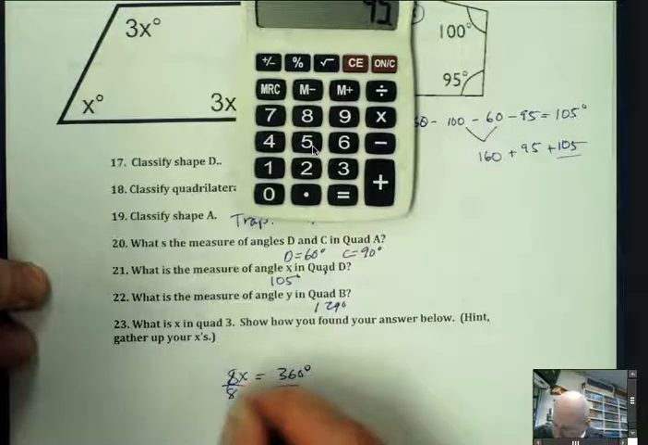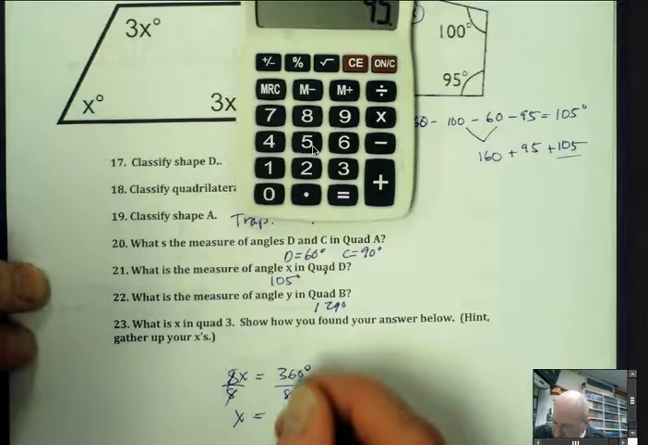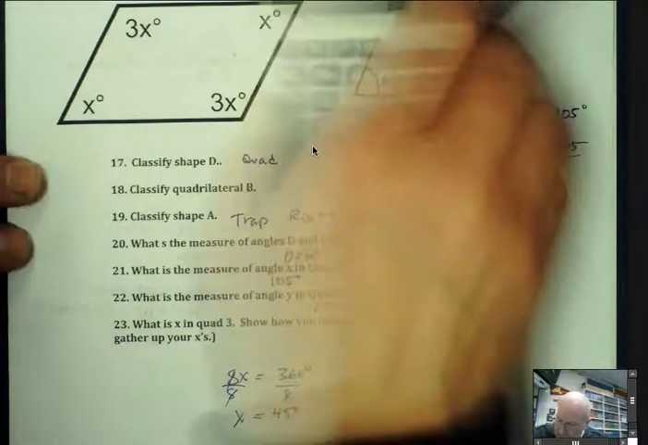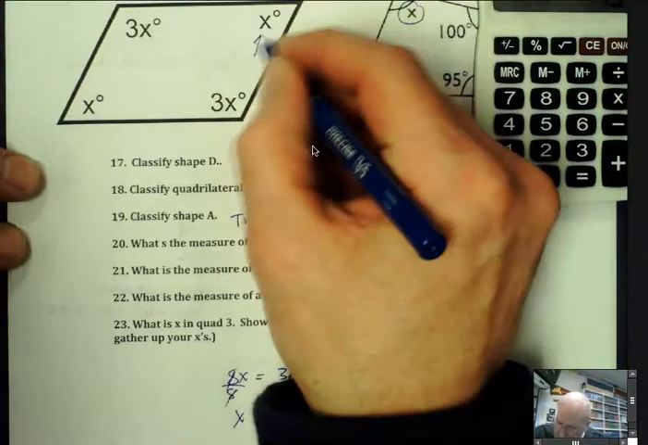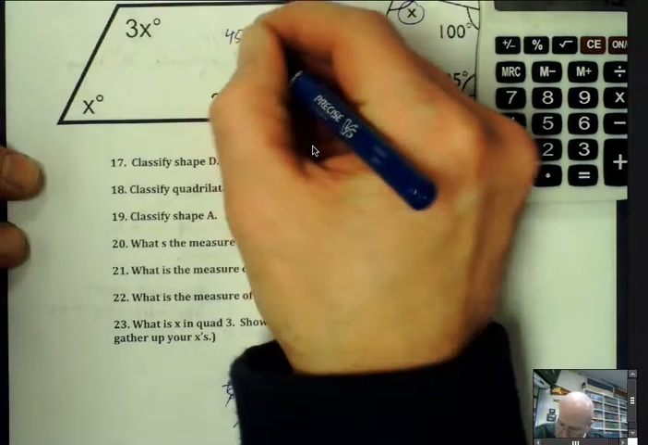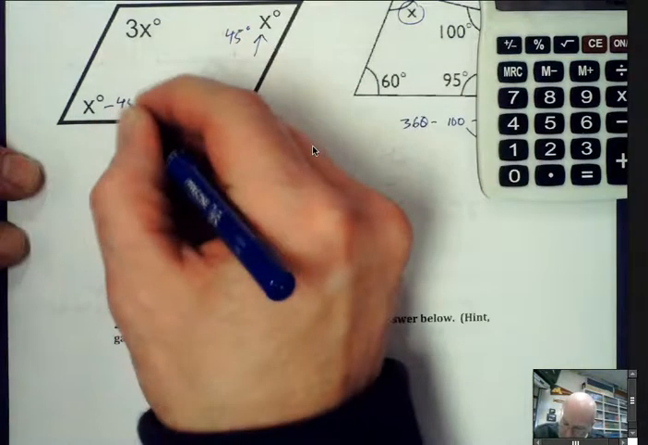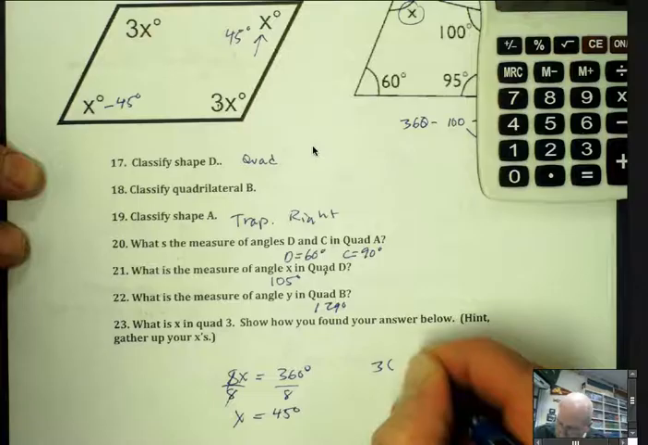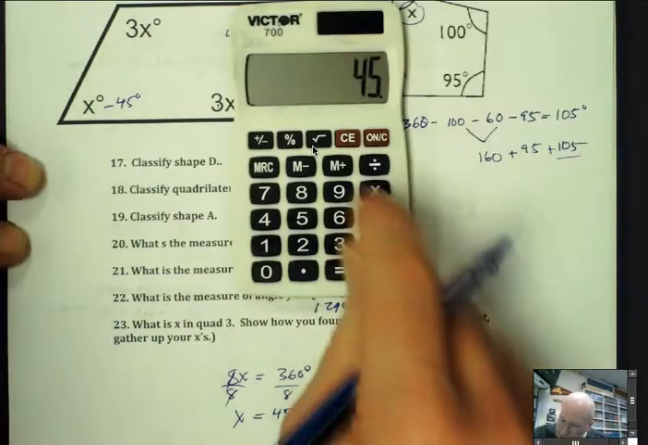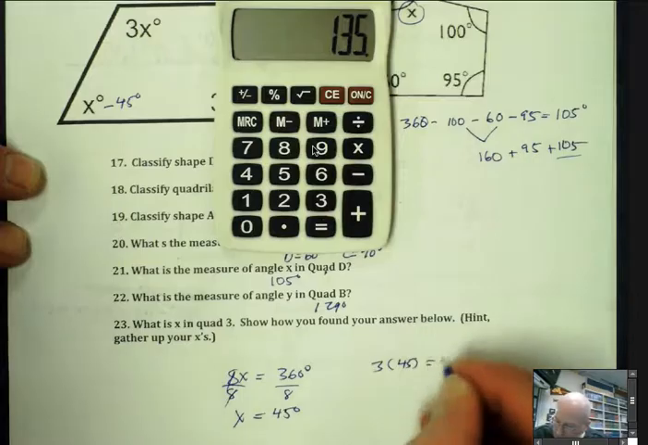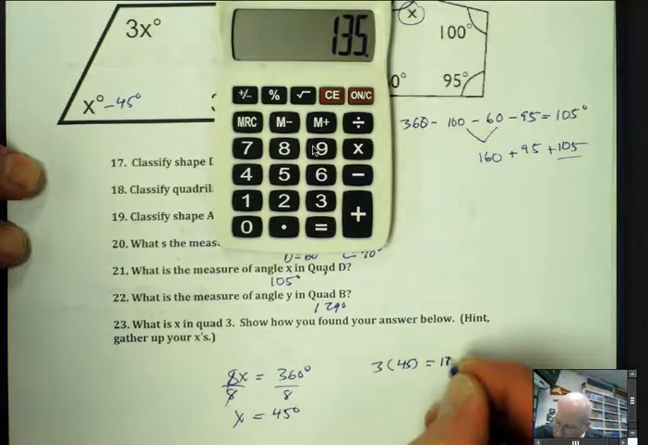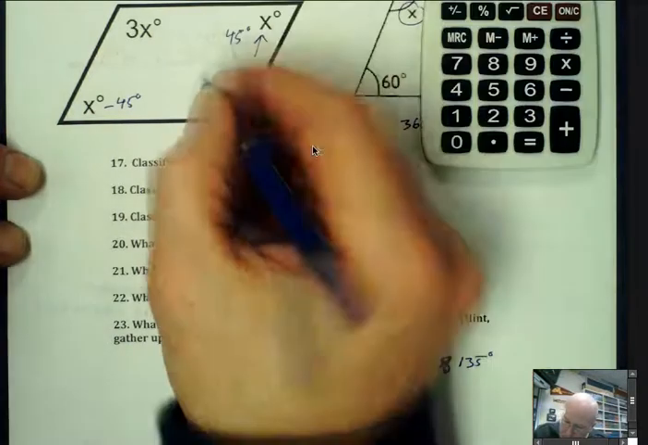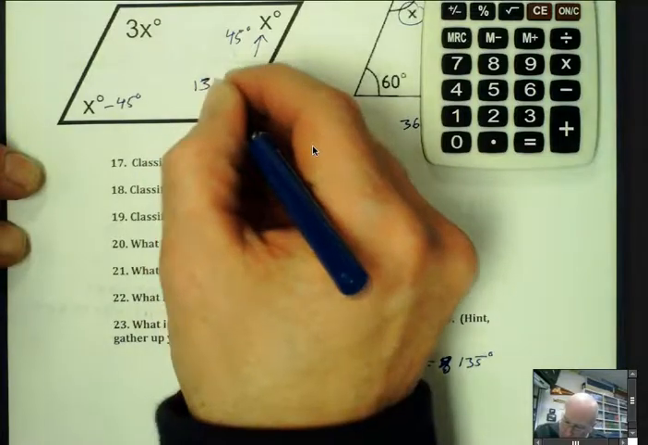Of course, they cross off on this side, and x equals 360 divided by 8, which is 45 degrees. Now, x is 45 degrees. That means that this angle here is 45 degrees, and this angle here is 45 degrees. But this one here is 3 times x, which is 3 times 45. You can pop that in, times 3, you get 135. So these ones here are 135 degrees.